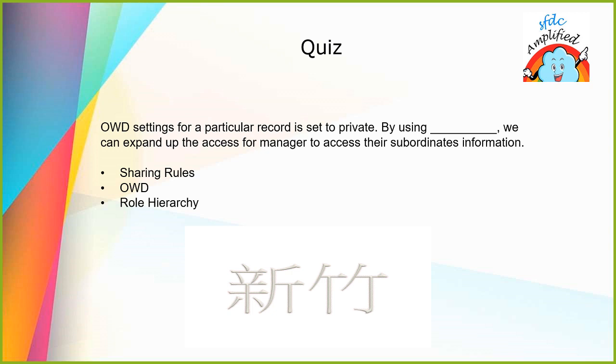Okay, so let's understand it. The OWD setting for a particular record is set to private. I just gave the example of accounts, right? So it was set to private. By using what can we expand the access for the manager to access their subordinate information? Whenever we want to expand the access for the manager, we need to use the role hierarchy. Like you saw with the head of department, department 1 doctor and department 2 doctor, if we wanted to give that access, then we use the role hierarchy, and that's how we are able to use it.